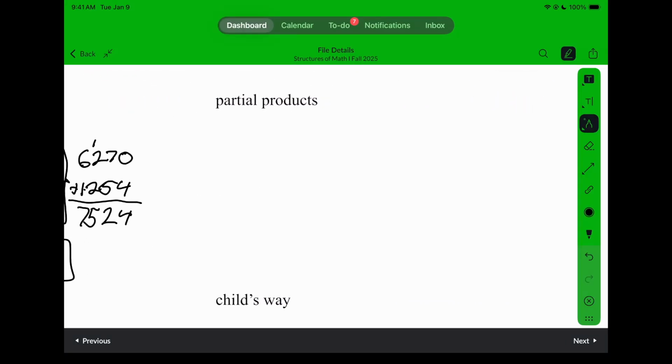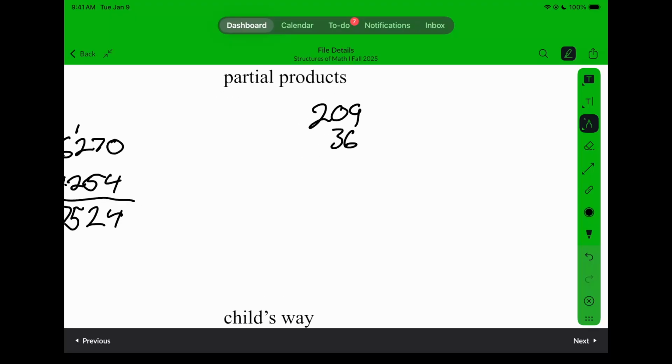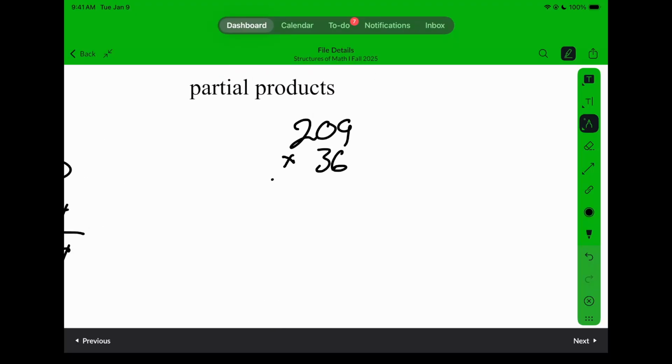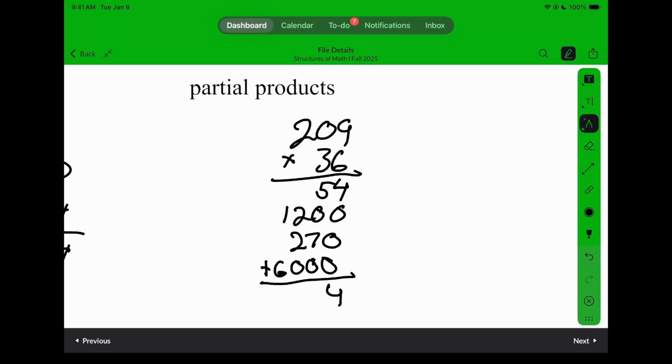Partial products. 9 times 6 is 54. Now, 6 times 0 is 0, but you don't have to put the 0, and I'm not going to. 6 times 200 is 1,200. And then 9 times 30 is 270. Again, don't need to put the 0. 30 times 200 is 6,000. Add up: 4, 12, 5, 7. 7,524.